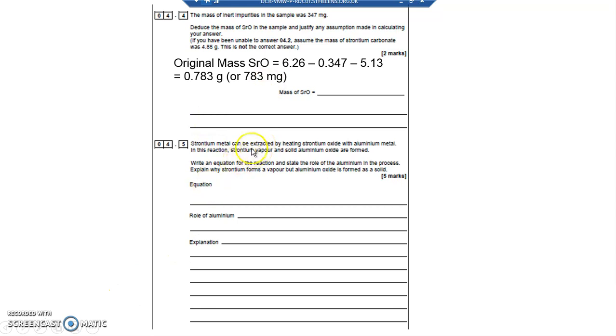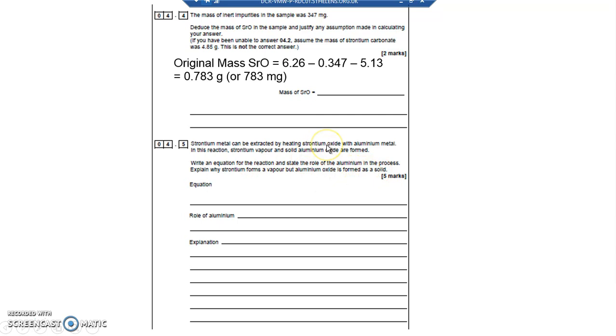Strontium metal can be extracted, that means taken out, by heating strontium oxide with aluminium metal. In this reaction, strontium vapor, so a gas, and solid aluminium oxide are formed. Write an equation for the reaction and state the role of the aluminium in the process. Explain why strontium forms a vapor but aluminium oxide is formed as a solid.